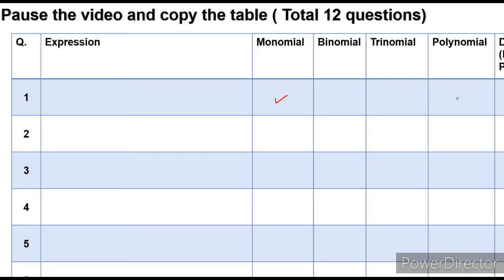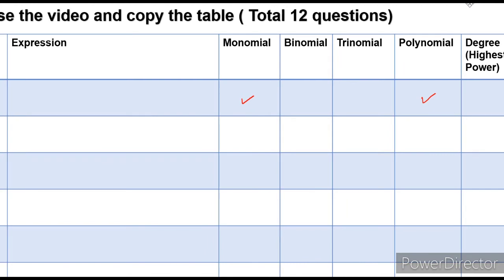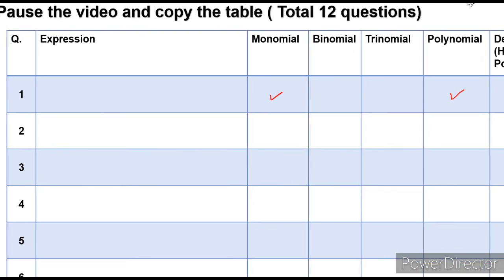Okay, that is not seen actually. Let me just make it like this: degree, highest power. Okay, so this is what basically you have to do. There are total 12 questions. Copy it down in your notebook and then click a photograph and send it to my email address. Okay.